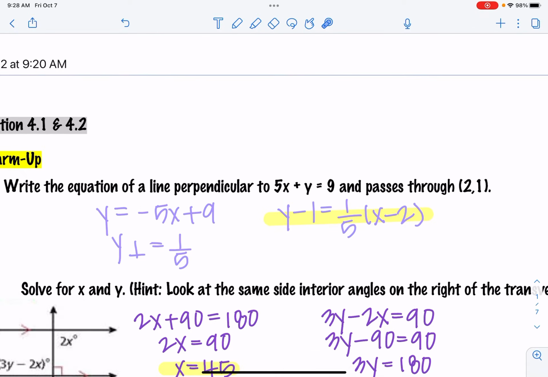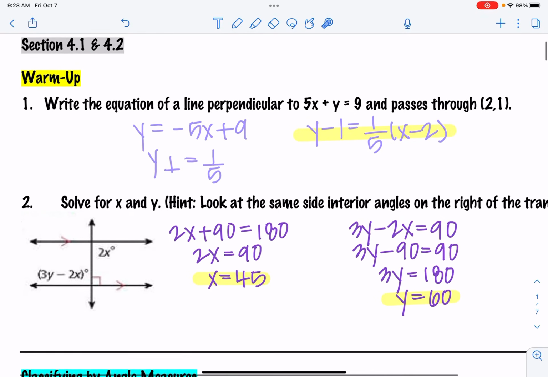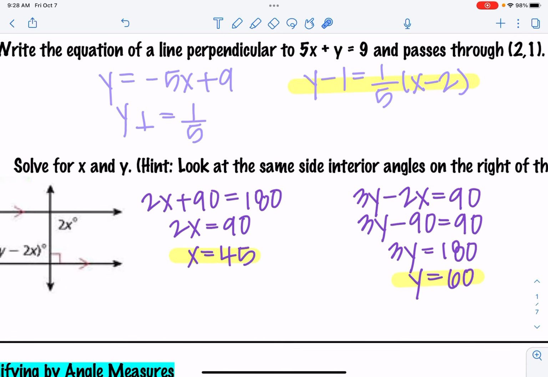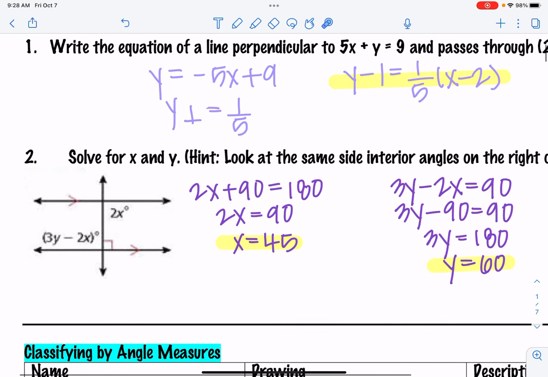Number 2 is a little bit of a tricky one. Let's see if you got it. So I gave you guys a little hint. It says, look at the same side interior angles on the right of the transversal. What I was asking you to do is look at these two angles, the 2x and the 90 degrees here. We know that same side interior angles add up to 180, so that is the equation I wrote here in order to solve for x.